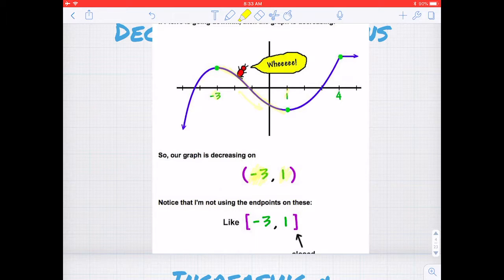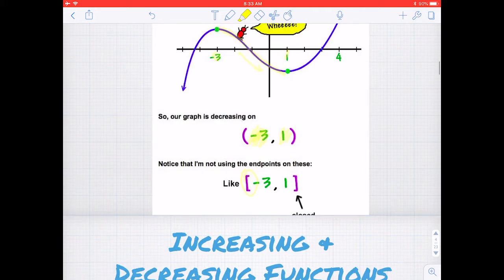Another thing you might have noticed is that -3 and 1 are closed circles, and we tend to use brackets when we have closed circles. But if you've noticed, for all of the intervals I've written, and you can go back in this video, I have used parentheses for each of my intervals. So why do you think that is?